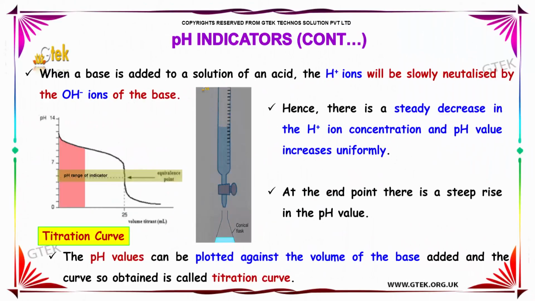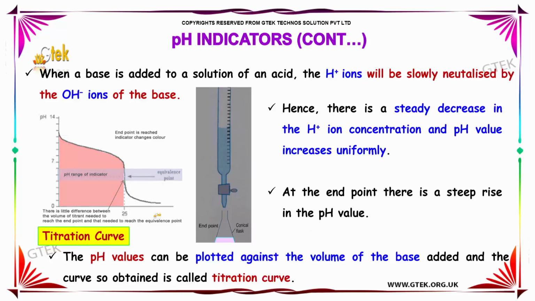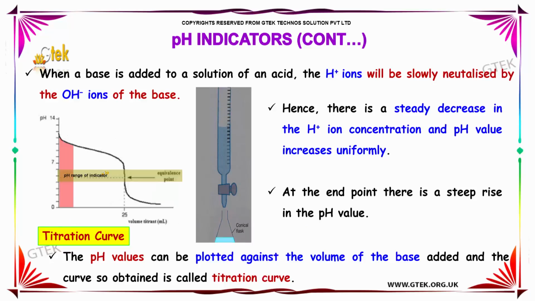When a base is added to a solution of an acid, the H plus ions will be slowly neutralized by the OH minus ions of the base. Hence, there is a steady decrease in the H plus ion concentration and the pH value increases uniformly. At the end point, there is a steep rise in the pH value. The pH values can be plotted against the volume of the base added and the curve so obtained is called the titration curve.